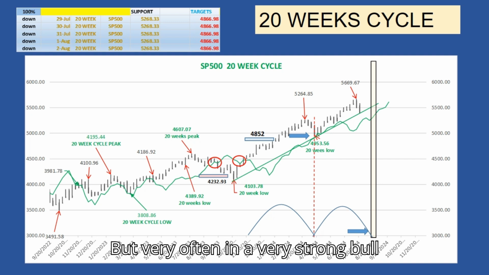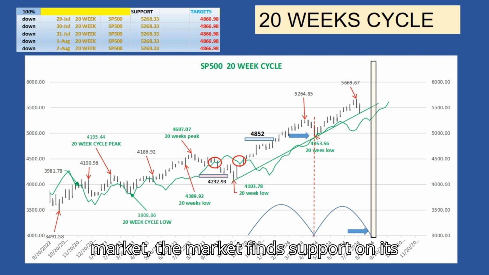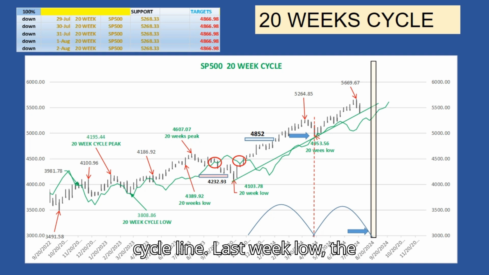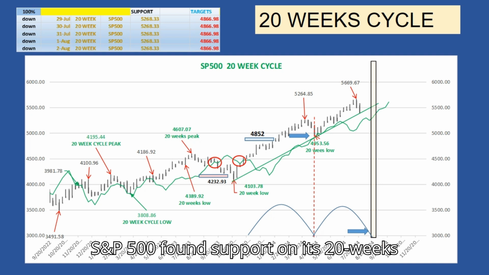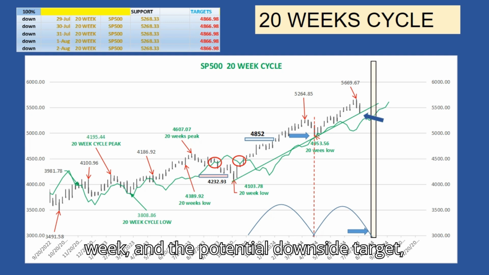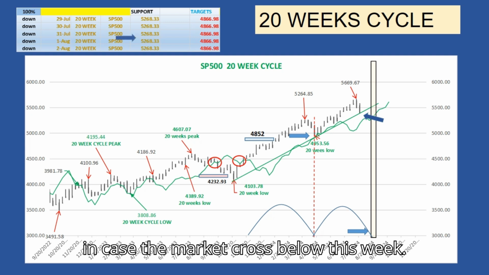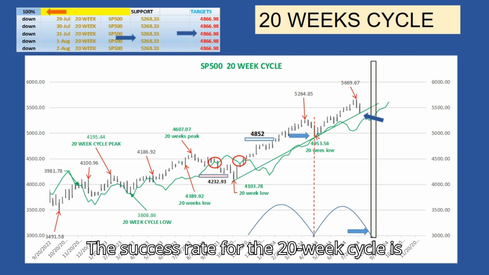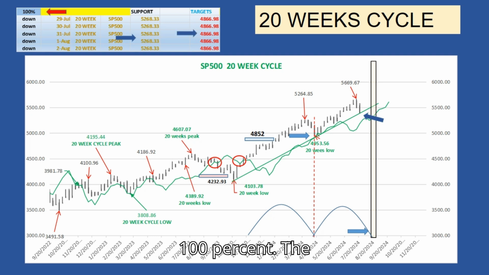But very often in a very strong bull market, the market finds support on his cycle line. Last week low, the S&P 500 found support on his 20-week cycle trend line. Any sharp crossing below will confirm the 5,669 high is the 40-week cycle peak, confirming the 80 days low in the 40 weeks is still to come. Here is the cycle line for this week, and the potential downside target, in case the market crosses below this week. The success rate for the 20-week cycle is 100%.